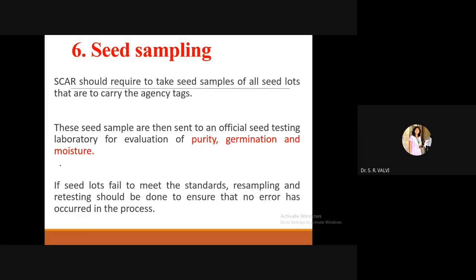Then, seed lots that fail to meet the standard. See here, a very important point. If the seed lot fails to meet the standards, resampling and retesting should be done to ensure that no error has occurred in the process. Getting it? The first time, suppose that seed lot failed to meet the standard, then again you have to repeat the resampling and retesting. So likewise, you have to conduct this seed sampling.